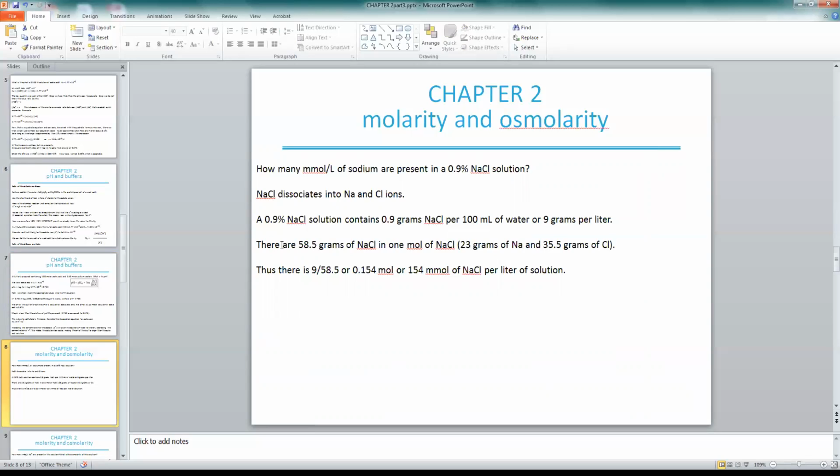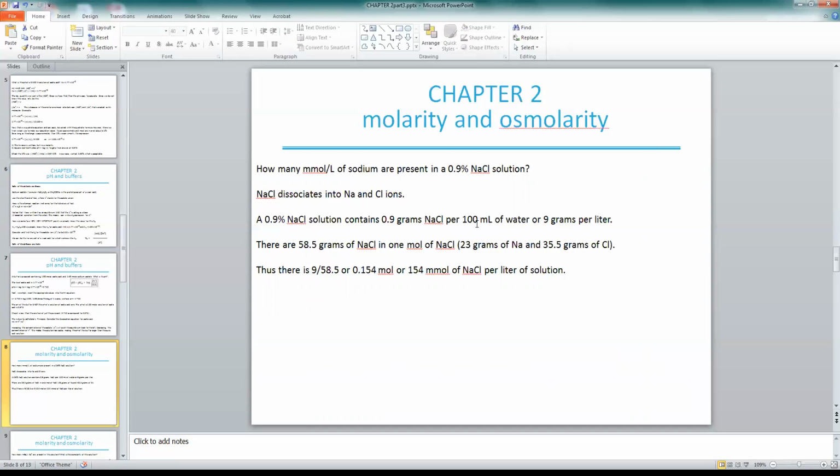And so if I take a look at sodium chloride, that dissociates into the sodium and the chloride ions. And that 0.9% sodium chloride is going to contain 0.9 grams of NaCl per 100 milliliters of water. And you may be wondering, well, how did you know that? Well, because this is a percentage. I make the assumption that if I had 100 grams, then I would have 0.9 grams of NaCl per 100 milliliters of water.